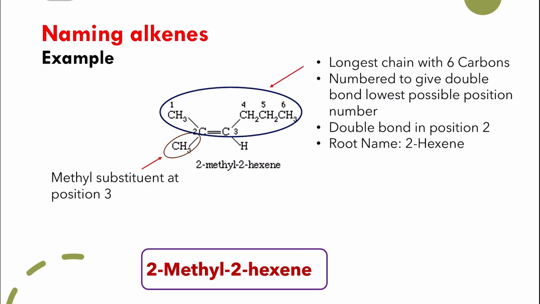This is another example. For this compound, as you see in front of you now, the longest chain is this one: 1, 2, 3, 4, 5, 6. It has 6 carbon atoms. We number it from the side which will give the double bond the lowest number, because the double bond here will be number 2. But if I numbered it from the other side, 1, 2, 3, 4, 5, 6, the double bond would be 4. So we will number it from the left, not from the right.